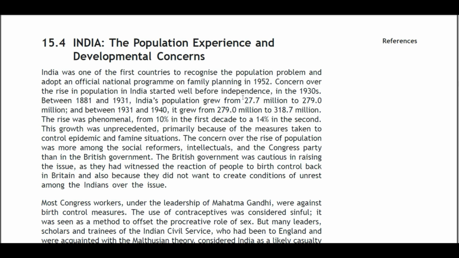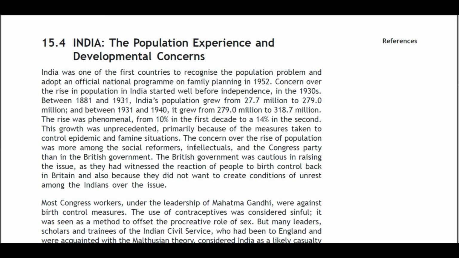Between 1881 and 1931, India's population grew from 227.7 million to 279 million. And between 1931 and 1941, it grew from 279 million to 318 million. The rise was phenomenal, from 10% in the first decade to 14% in the second. This growth was unprecedented, primarily because of the measures taken to control epidemic and famine situations.